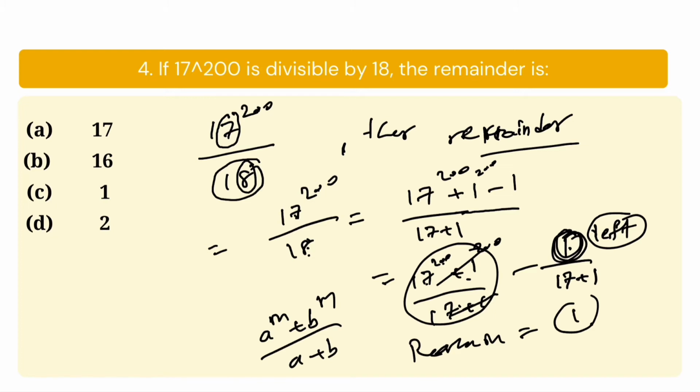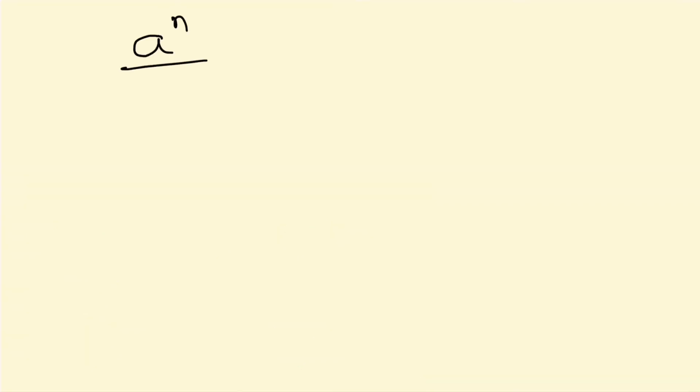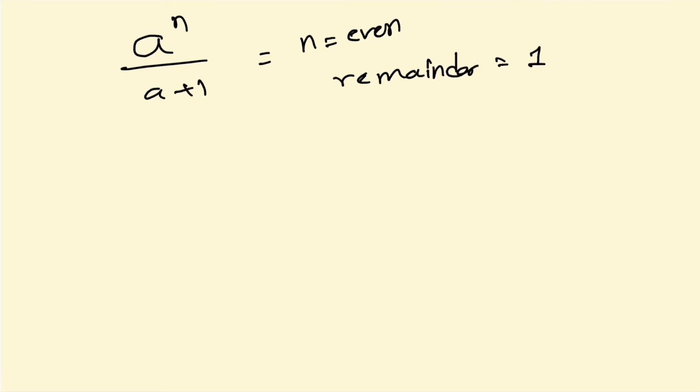So whenever we have problems like a power n divided by a plus 1, or a power n divided by a minus 1, try to restructure the question and check it. You will get the remainder easily. If you want, I will give some conclusions here. A power n divided by a plus 1, if n is even, the remainder is 1. No need to memorize this. Keep some value here, a squared, divided by a plus 1, add plus 1 minus 1.